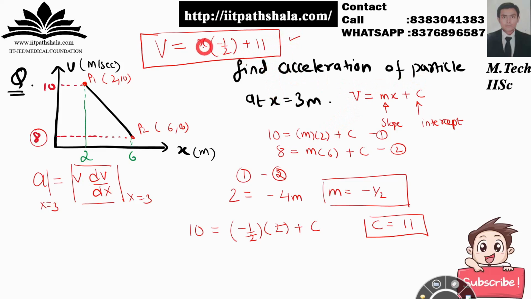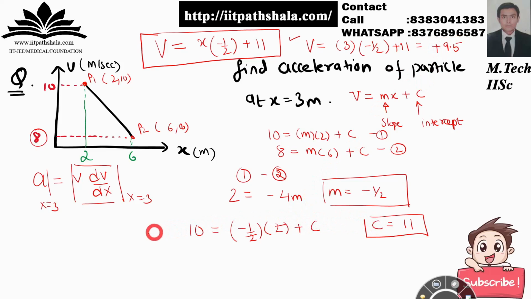I can replace the value of x as 3 over here, and I can have the value of v at x equal to 3 just by replacing the x over here as 3. So v equal to 3 minus 1 by 2 plus 11. So you are going to have the answer as plus 9.5.